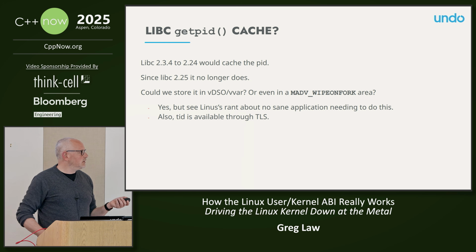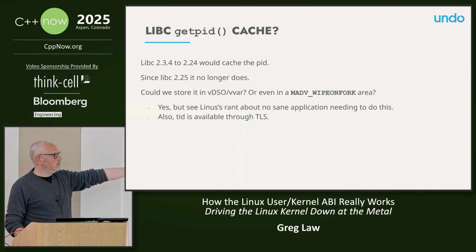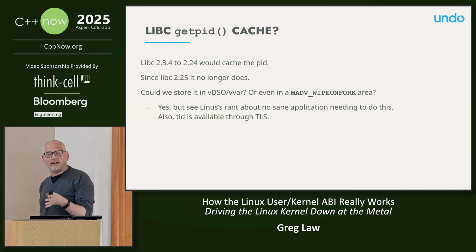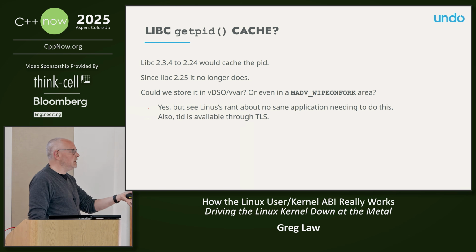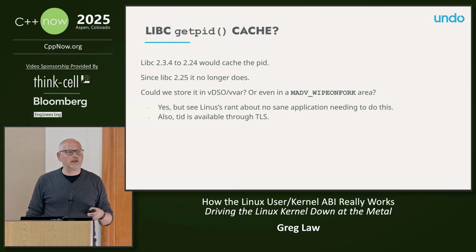There are ways you could do it. I think this was actually from a suggestion on Stack Overflow I saw: you could use an mmap attribute, map the wipe on fork, and put your cached PID in such a page, and that would automatically work. Or why can't we just store it in the VDSO or in Viva? The kernel could just tell you what it is.